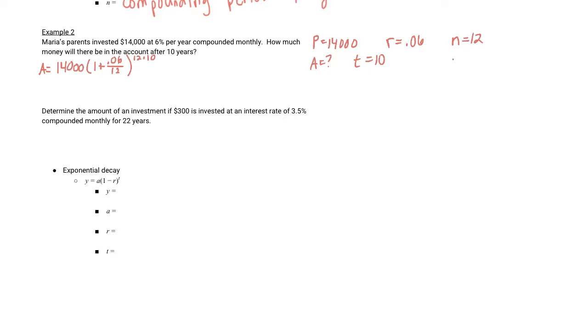I would do 0.06 divided by 12 equals that answer plus 1 equals answer to the power of parentheses 12 times 10 in parentheses equals answer times 14,000 equals, and that's your final answer. So let me walk you through what that would look like on your equation here.